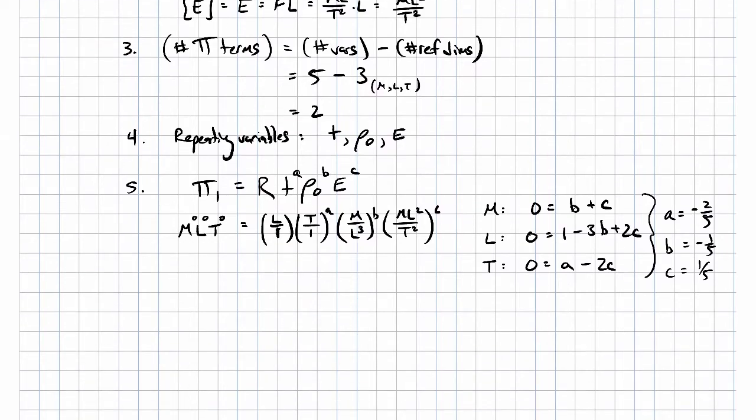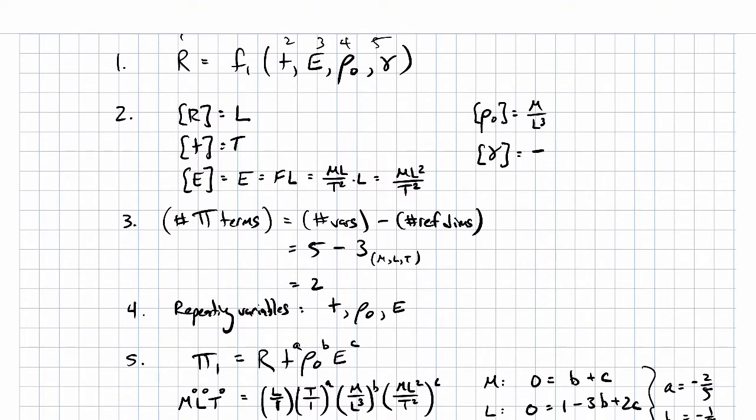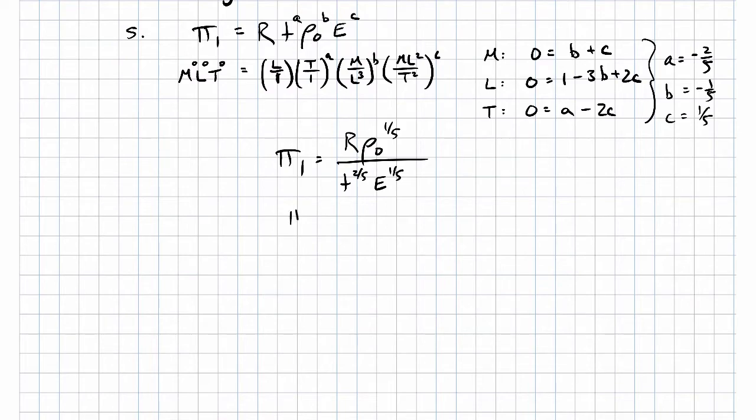So that our first pi term will end up looking like r times the density raised to the 1/5 divided by t to the 2/5 and e to the 1/5. So that's our first pi term. Our second pi term is already dimensionless. It's the gamma. So that's our other non-repeating variable, but it's already a pi term because it's dimensionless. So pi 2 is just simply the specific heat ratio, gamma.